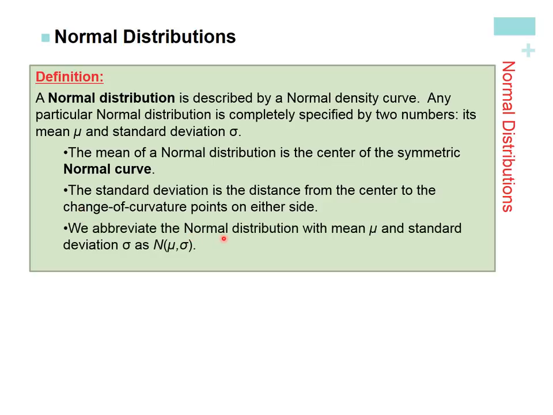We're able to abbreviate the normal distribution with mean mu and standard deviation sigma. Whenever we talk about something being normally distributed, you'll often see this little squiggly mark, and then N, and then maybe 5, 3. That would tell us that it's approximately normally distributed. We know it's a normal distribution because it's giving us the mean, which is 5, and the standard deviation, which is 3.